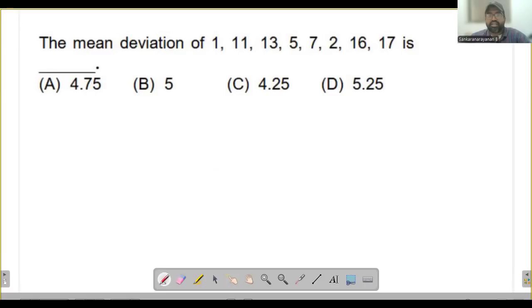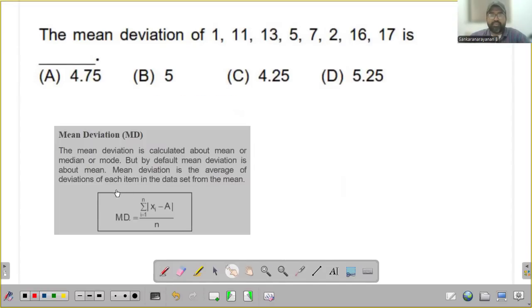Just a second. Here we go, I'll just paste it here, the table. So this is the formula. Just have a look at it.